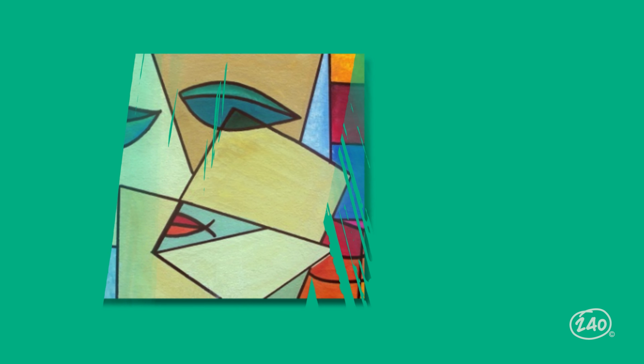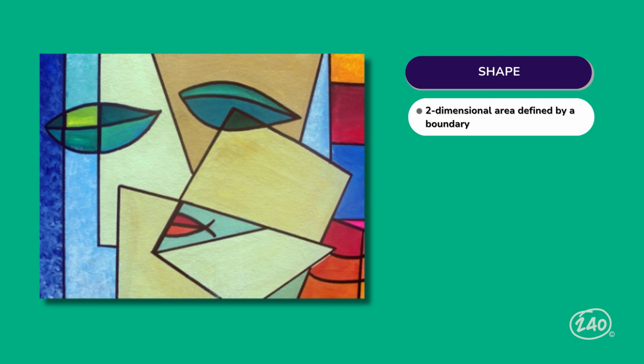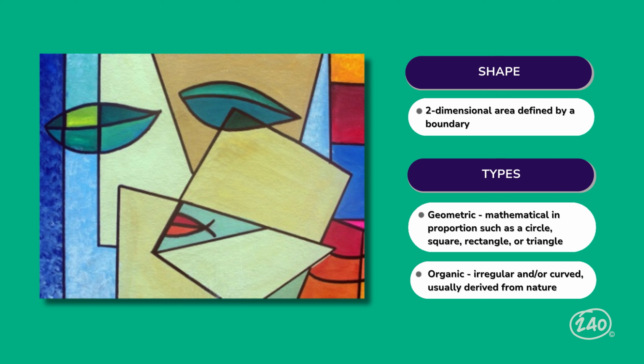Let's discuss one more element. As an element of art, a shape is a 2-dimensional area defined by a boundary. Geometric shapes are mathematical in proportion, such as circle, square, rectangle, or triangle. Organic shapes are irregular and or curved, usually derived from nature. We see examples of both types of shape in this piece of art.